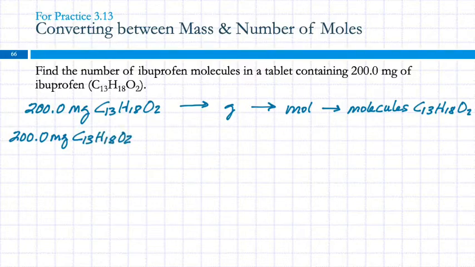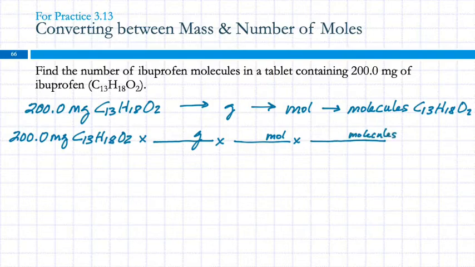C13H18O2. And there are 3 arrows, so I'm going to have 3 fractions. The first fraction is going to grams. The second one I'm going to moles. And the third one I'm going to molecules. I'm starting with ibuprofen, I'm ending up with ibuprofen, and that suggests that I don't actually have to write that out for every single one.